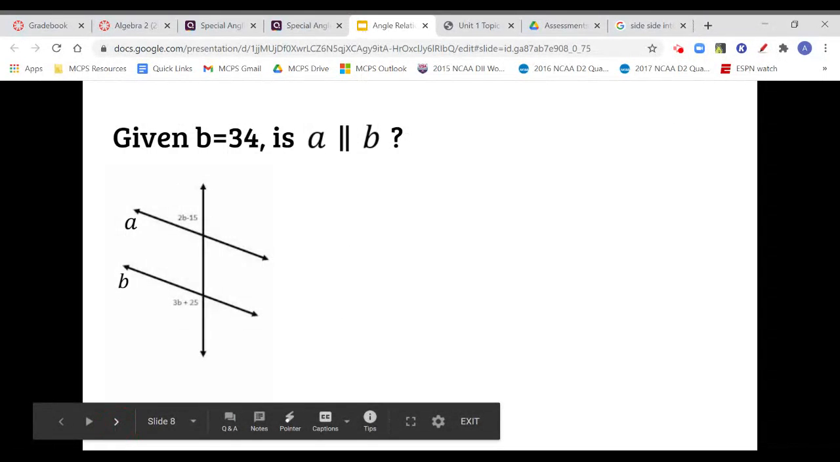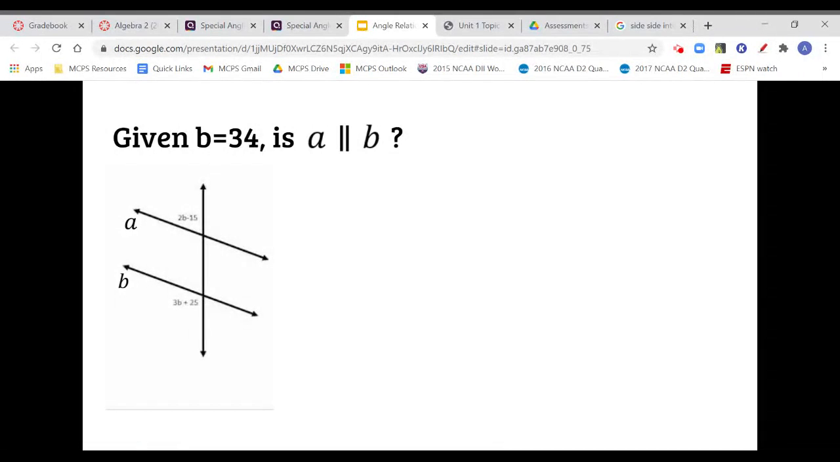Now, this is our last slide that we are going to look at today. So in this problem, it's a little different again. It says, given that B is equal to 34, is line A parallel to line B? So here I'm trying to tell, are they parallel or not? And I'm given this value of B.